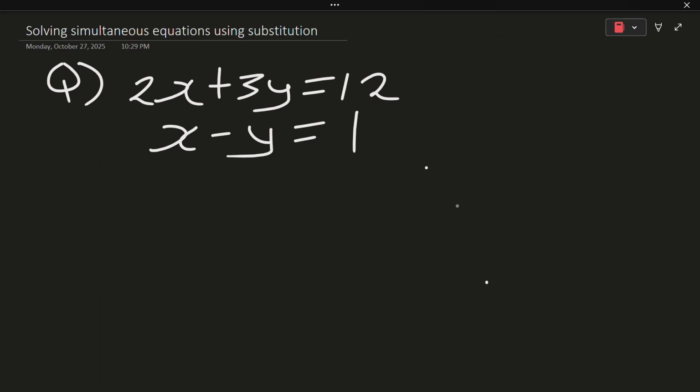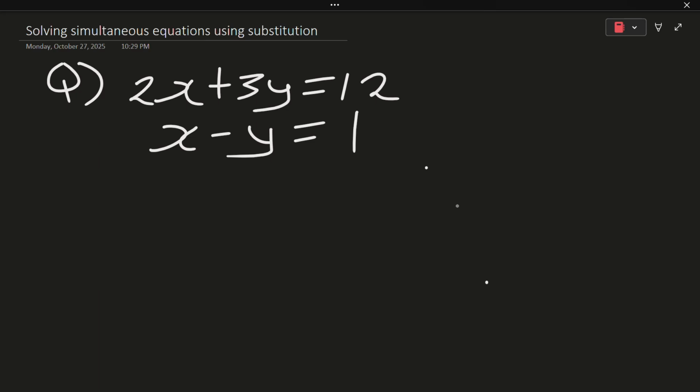Today we are going to solve simultaneous equations using the substitution method and the elimination method. So we are going to start with the substitution method. The questions differ. Some are much easier solving using substitution and some are much easier solving using elimination. So you first analyze your question and you choose the right and the simplest method depending on your question. So right now we are going to use substitution.